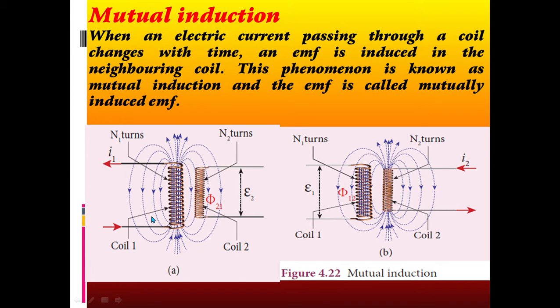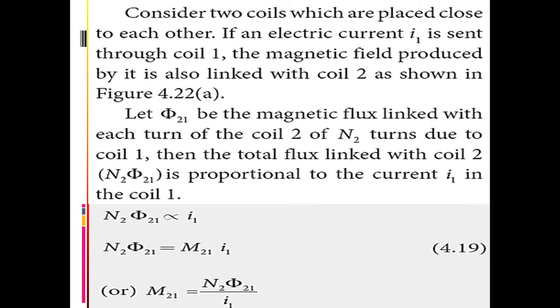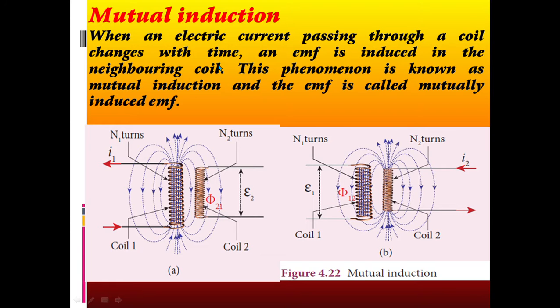So with this diagram, we can easily understand the mutual induction process. Consider two coils which are placed close to each other. The condition is that the coils must be placed close to each other. If an electric current I1 is sent through coil 1, what happens?